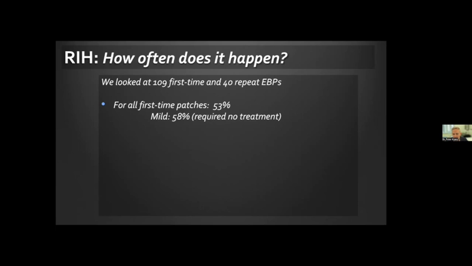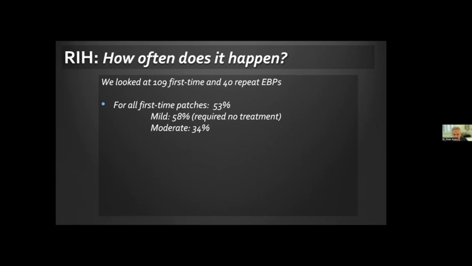Now, of the people who had rebound high pressure, so of this 53% of patients, the majority, over half, 58%, had mild symptoms. And by mild, I mean a headache intensity of between 1 and 4 on a scale of 0 to 10. And these are patients who generally require no treatment. They just have mild headache. It tapers off pretty quickly, and they don't need to go on to any additional steps.